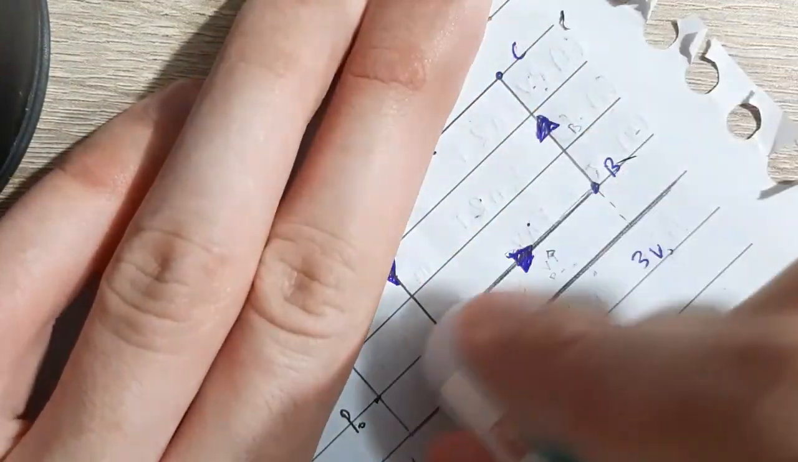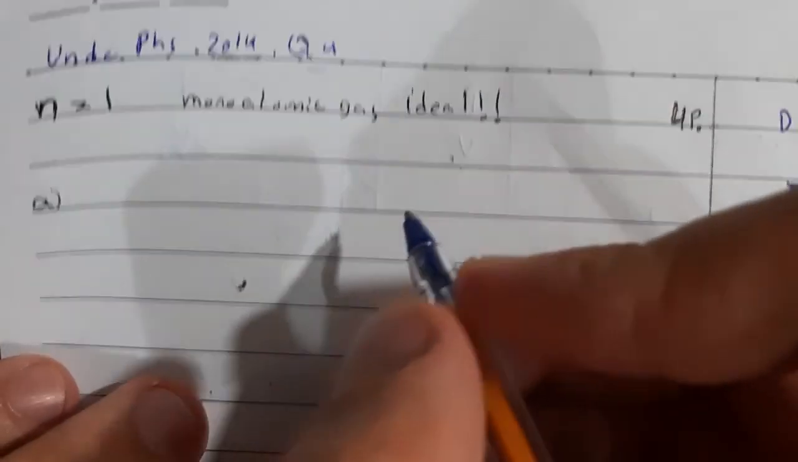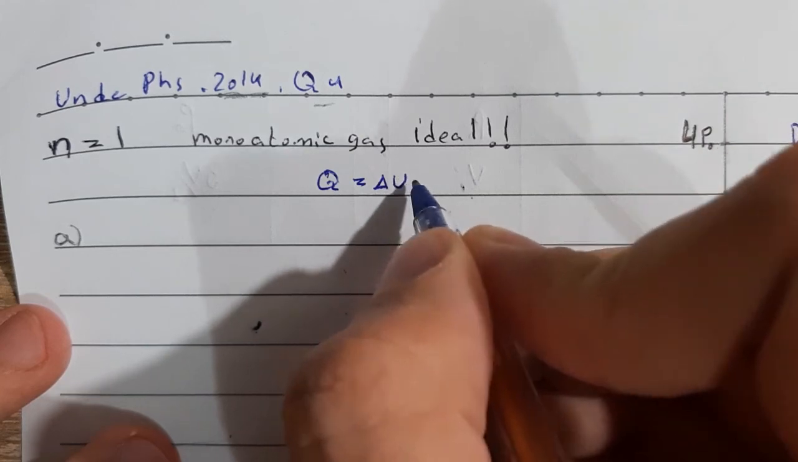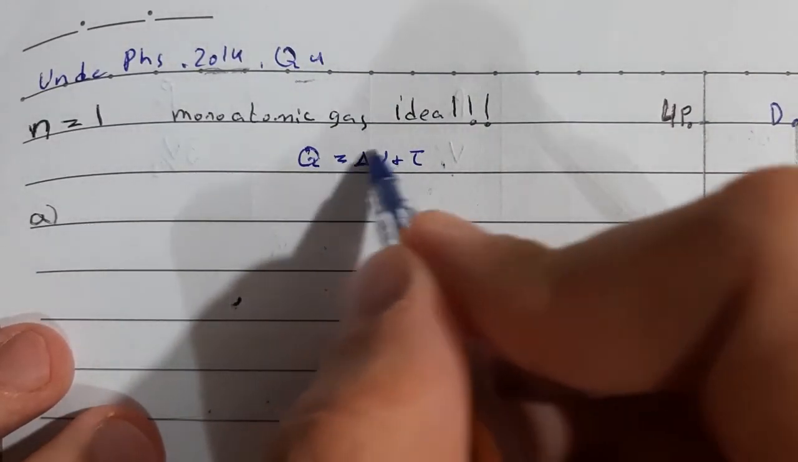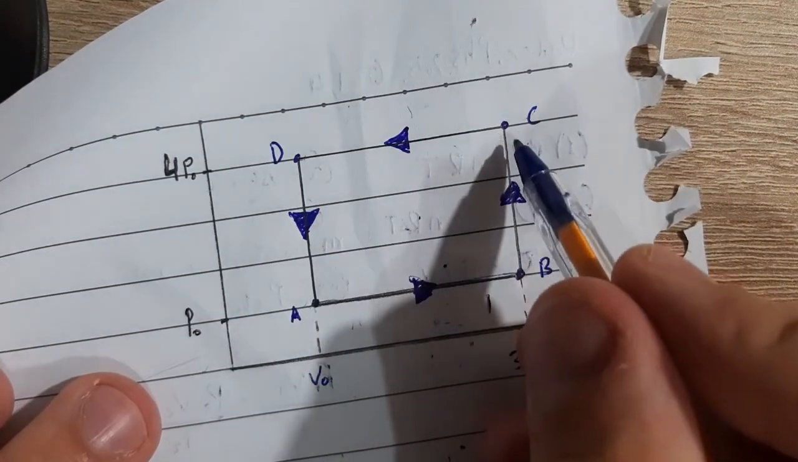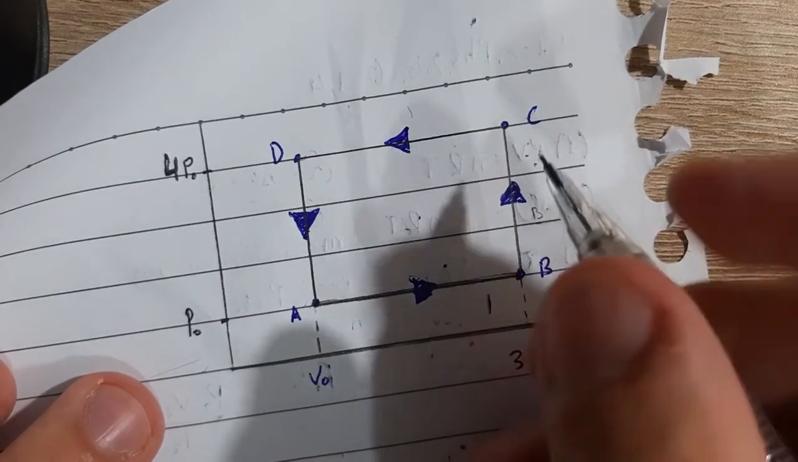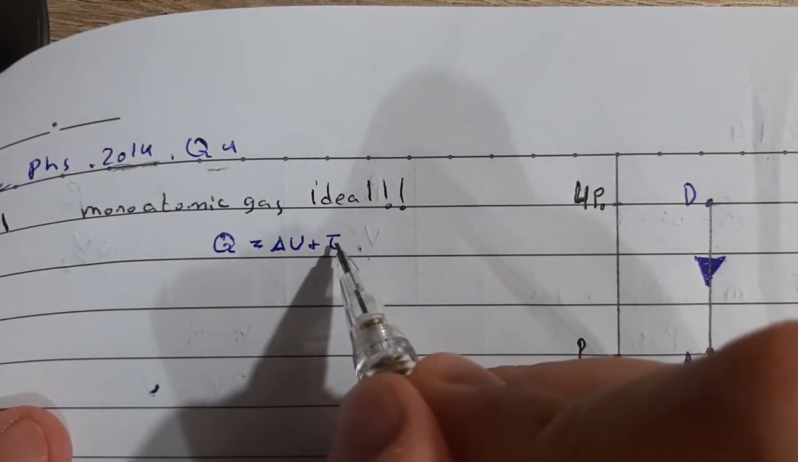So why is this important? Well, because if you know what is changing, it all goes down eventually to this one. Okay, the heat is equal to the internal energy plus the work. But you need to know which one is changing. For example, from B to C you don't have change in the volume, right? Remember, from B to C. So if you don't change the volume, then the work is 0.